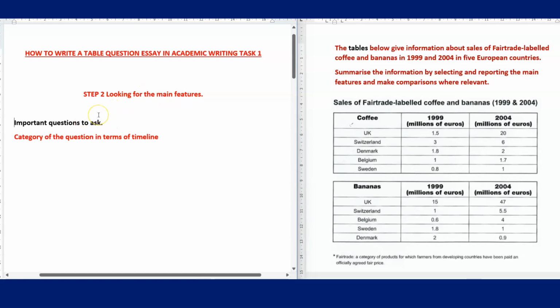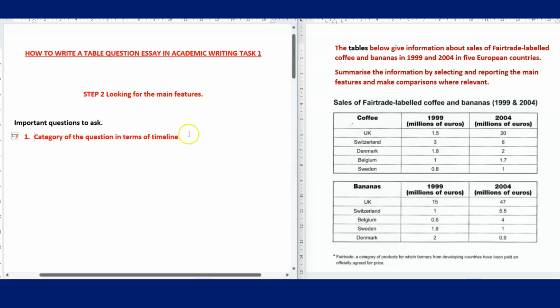And before you look for the main features, there is one important thing you need to ask yourself first before you go on. The reason is that it will help you to know the right questions to ask in the graph to help you get your main features. So the first question you need to ask yourself is, what is the category of question I'm dealing with in terms of timeline?